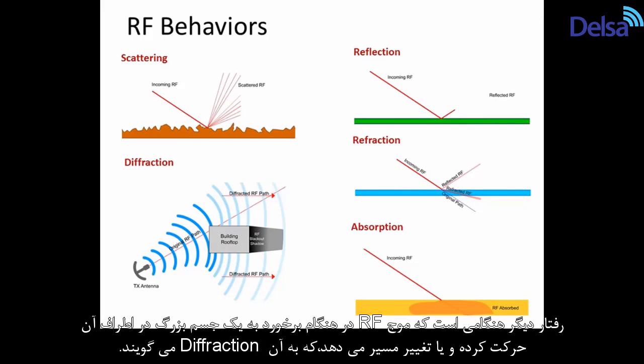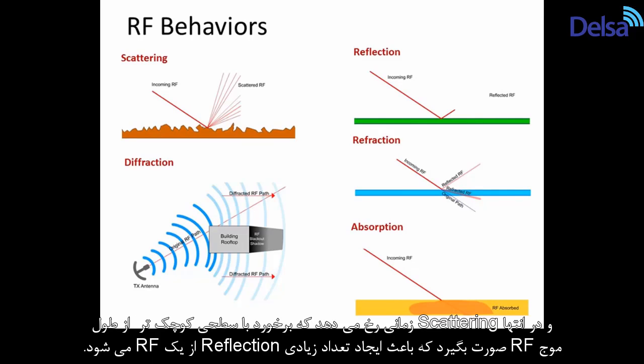Diffraction is how an RF wave may move around a large object and sometimes change direction. And then scattering is when an RF wave hits something, a little different than reflection, that is smaller than the wave and breaks it up and sends it in multiple directions. It's really many, many reflections of the RF wave.